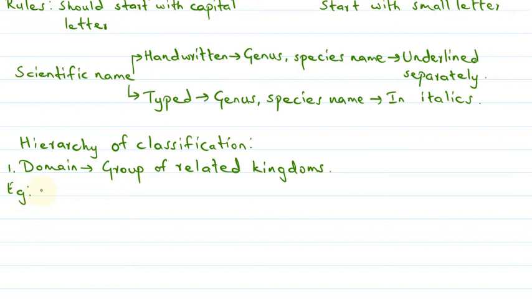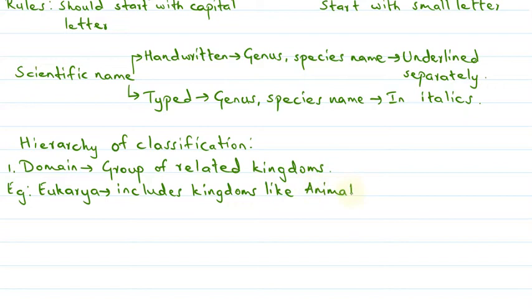For example, the domain Eukarya includes the kingdoms like Animalia, Plantae, Mycota and Protista. Okay, so these are related kingdoms that are included, or the kingdoms that come under the domain Eukarya.